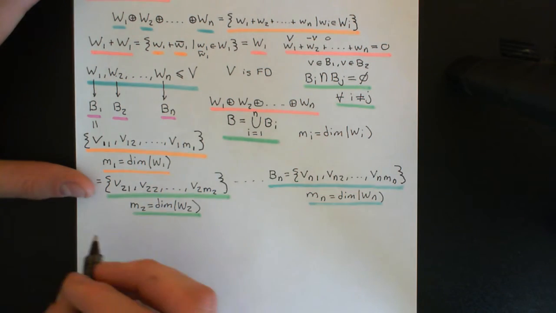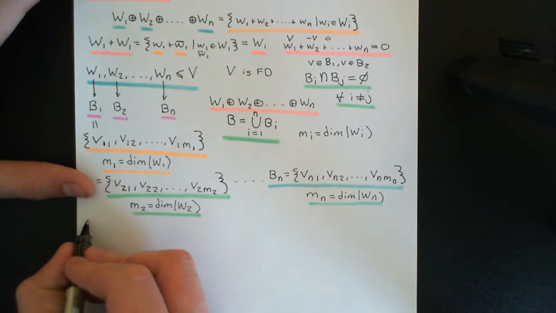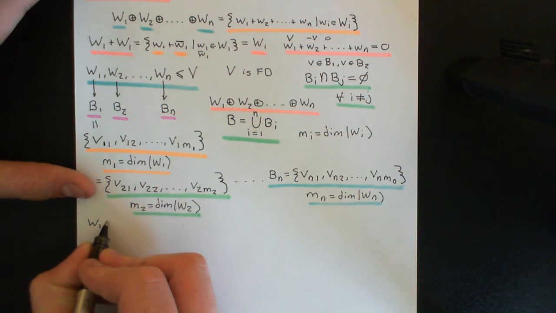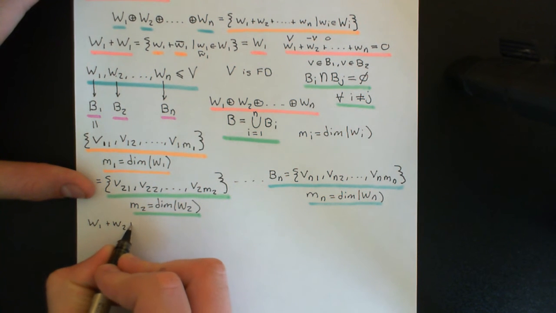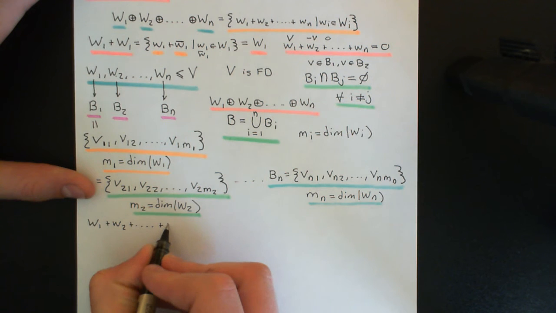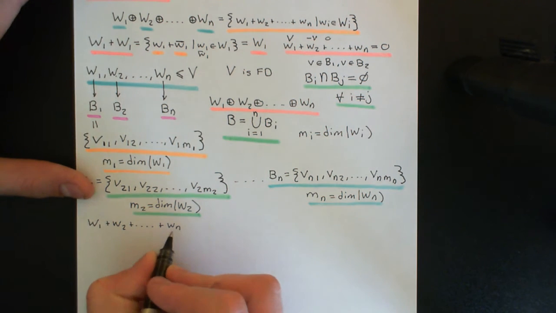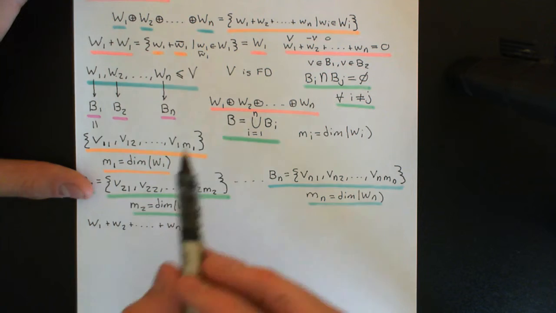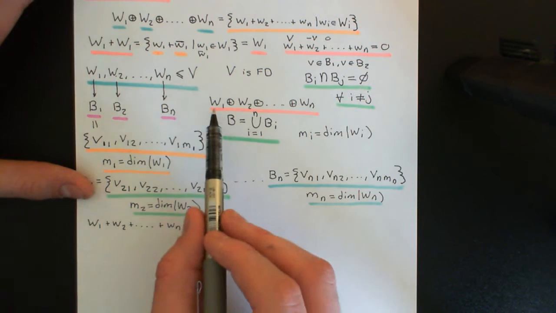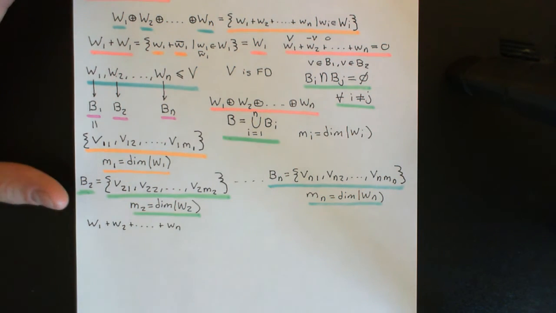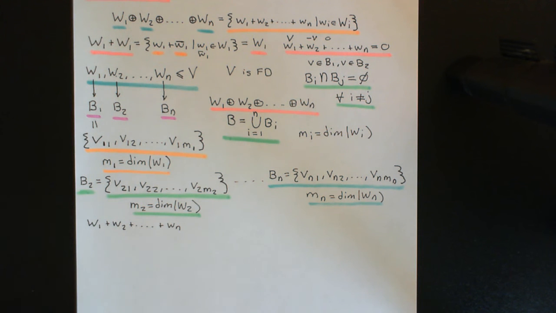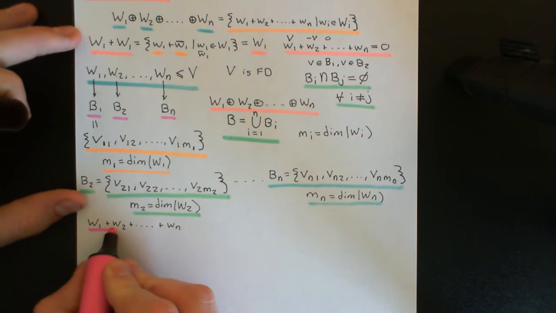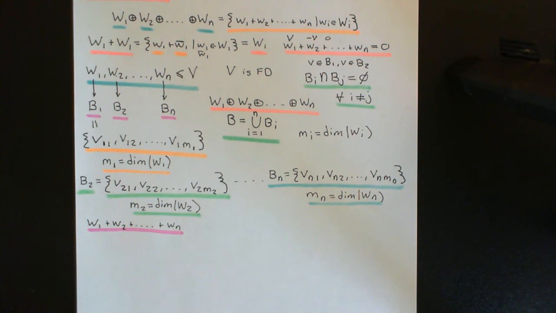So let's take an arbitrary vector from here, and an arbitrary vector from here is something of the form little w1 plus little w2 plus all the way along to little wn. Anything in there can be written in this form, in one and only one way, because remember, capital W1, capital W2, all the way up to capital Wn is independent by assumption. Right, so here is our arbitrary element of this direct sum.